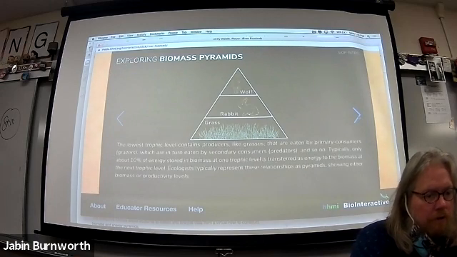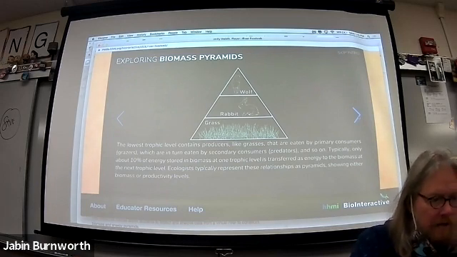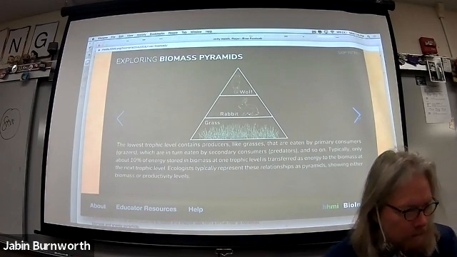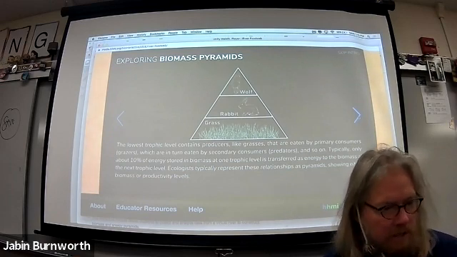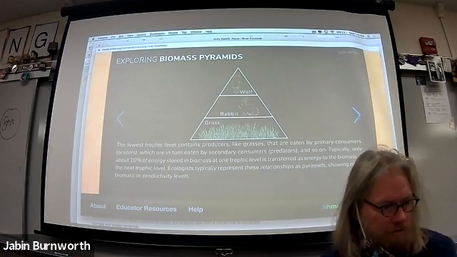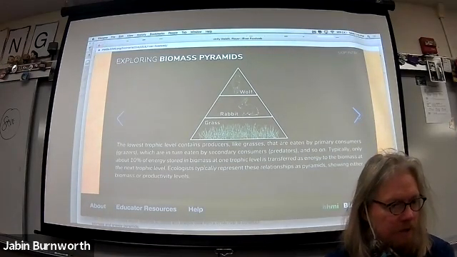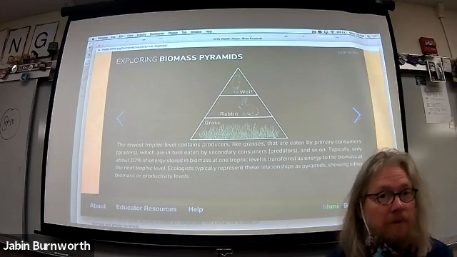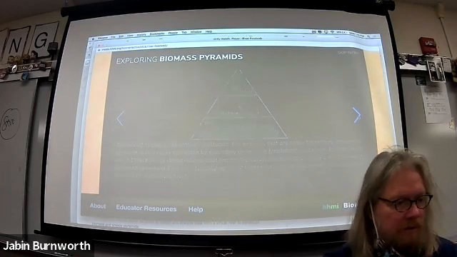The lowest trophic level contains producers like grasses that are eaten by primary consumers, grazers, which are in turn eaten by secondary consumers, predators, and so on. Typically, only about 10% of the energy stored in biomass at one trophic level is transferred as energy to the biomass at the next trophic level. Ecologists typically represent these relationships as pyramids, guys, showing biomass or productivity levels.